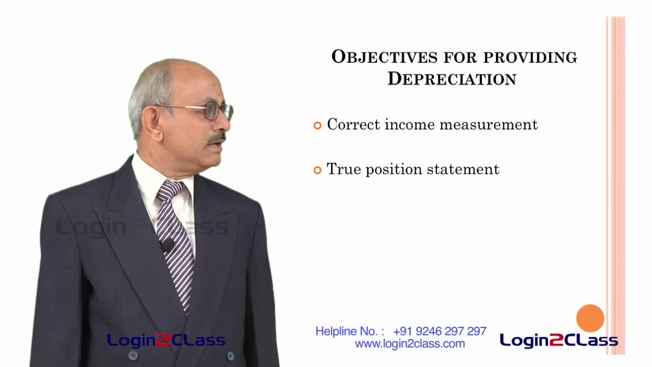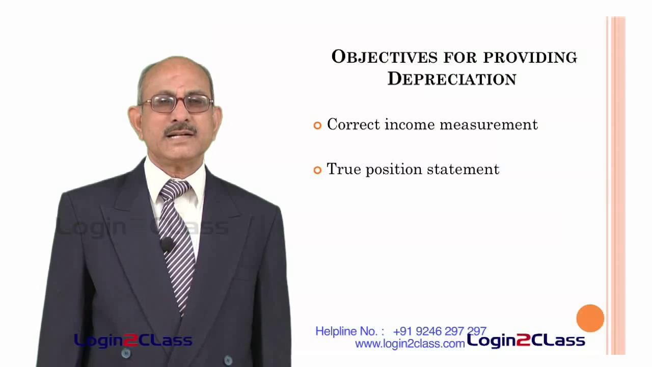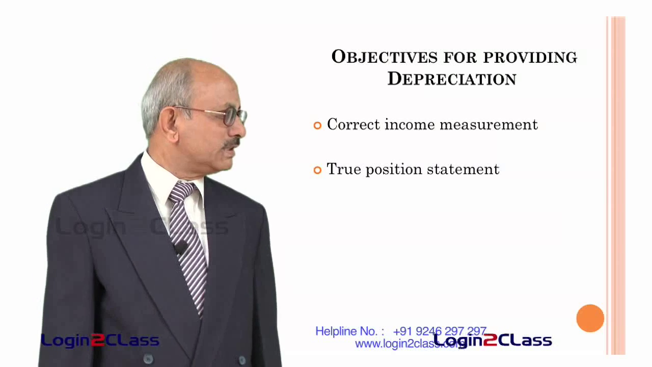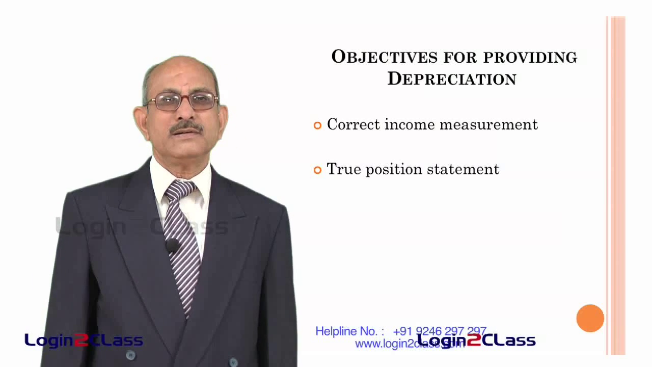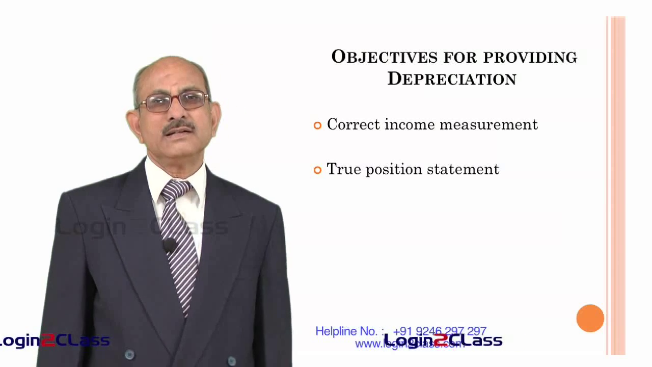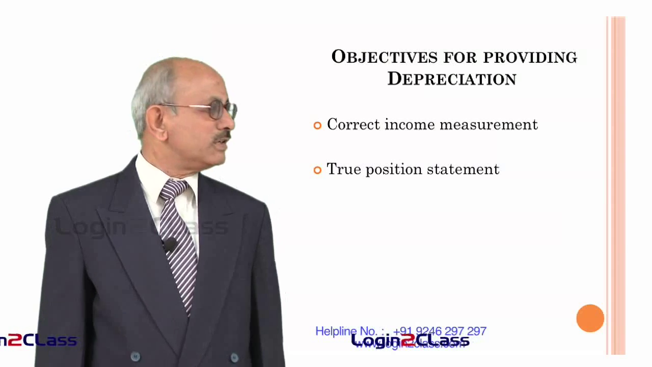This can be done by providing for depreciation on the assets, so that the assets are stated at a lesser value than the historical cost of those assets. So, this gives rise to the position that the position of the assets is stated in a correct manner. So, this is the second objective of providing for depreciation.